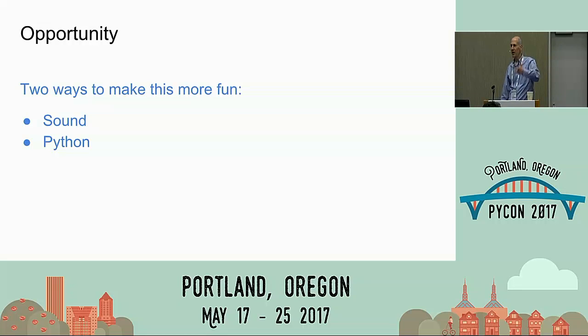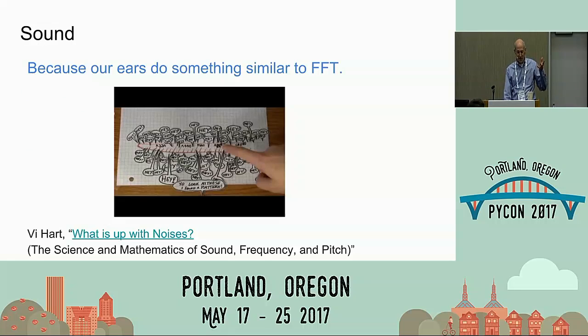And in particular, the examples that we're going to use today use sound. Again, the reason for sound is that our ears are doing something very much like what the Fast Fourier Transform does. When we hear a sound and identify pitches, like musical notes, what we're doing is something like spectral analysis of the signal that's coming into our ears.